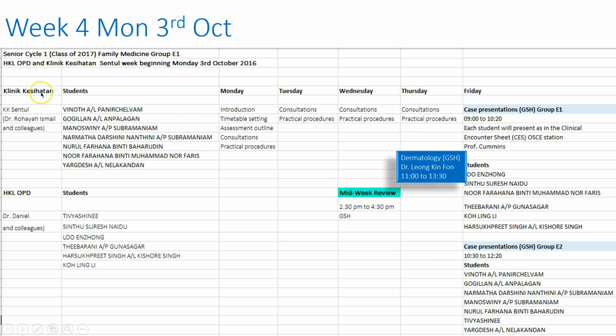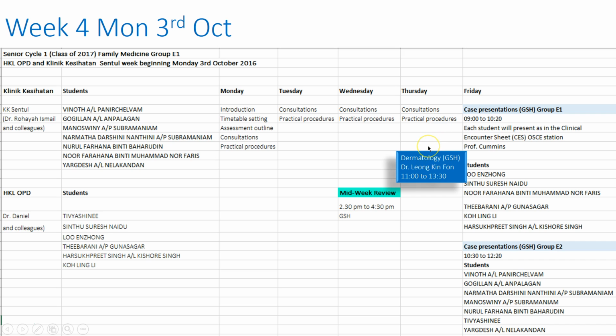The next week is the same except for different locations, Sentul and HKL OPD, and with the addition of dermatology. This is provided by Dr. Leon King Fon, who's a pediatric dermatologist at HKL. And unfortunately, he's very busy. We have to abide by the times he's available to do this.